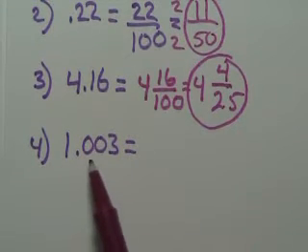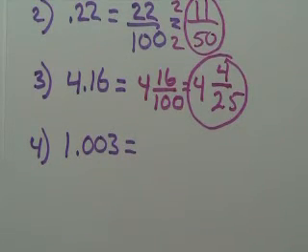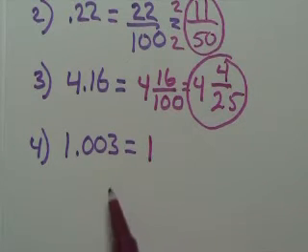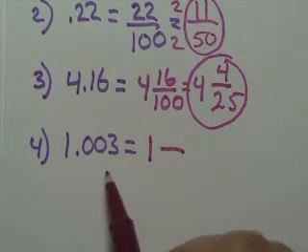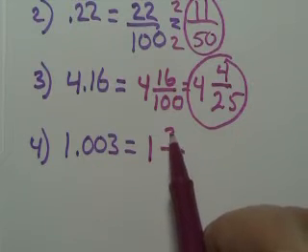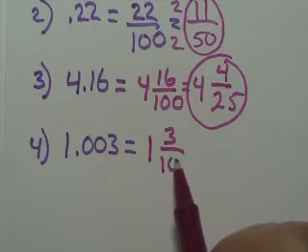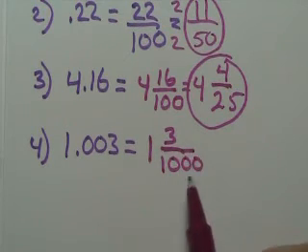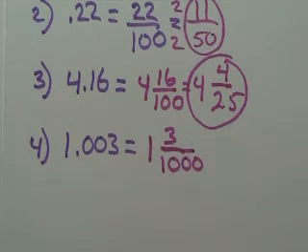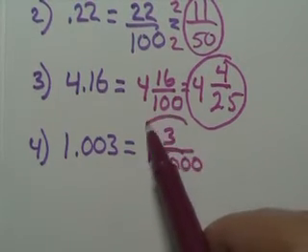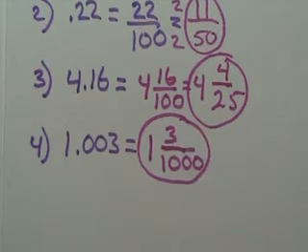Number 4, 1.003. Okay, that's 1 and what? 10, 100, thousandths. 1 and 3 thousandths. And that's how you write it as a fraction. And that cannot be reduced.